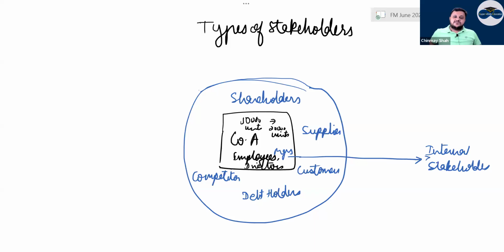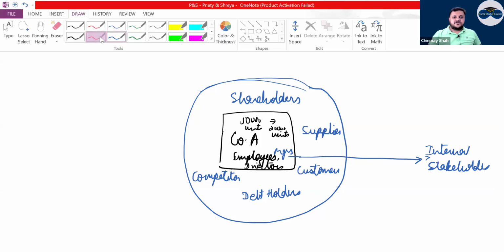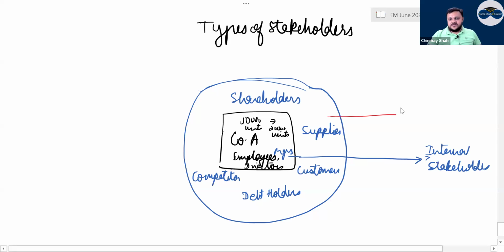Now again coming back. These are called connected stakeholders. These are called what? Connected stakeholders. What will you write for this? Second layer is what? Connected stakeholders. Last layer. Last layer is the outside layer, right? Outside layer is something like this.